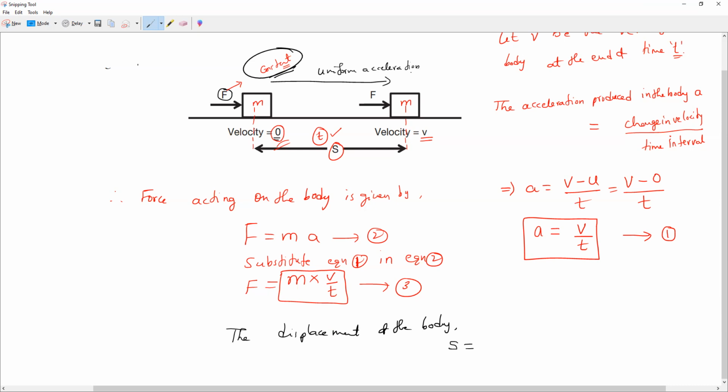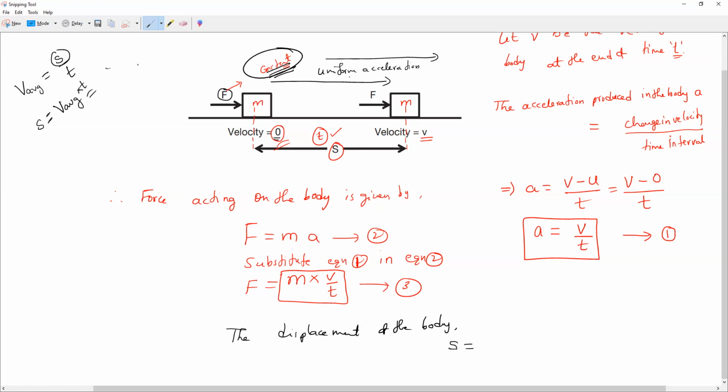So if the body is in uniform acceleration, can you tell me what is the average velocity formula? V average is equals to (V plus U) by 2. Total displacement, V average is equals to what is the formula? Total displacement by time. So now from that, displacement is equals to what? Constant force is applied, the body is continuously in motion. So displacement is equals to V average into time. Am I right or wrong?